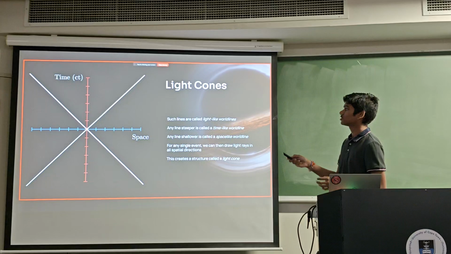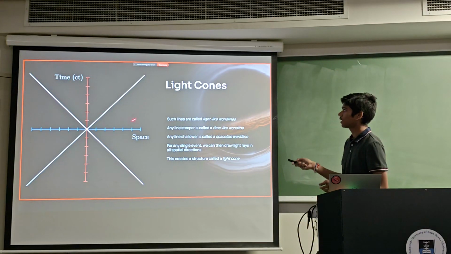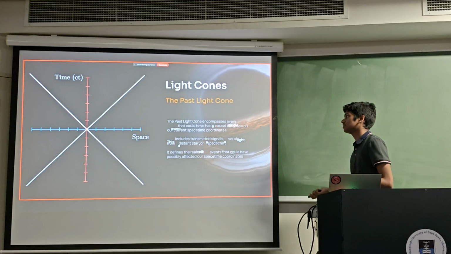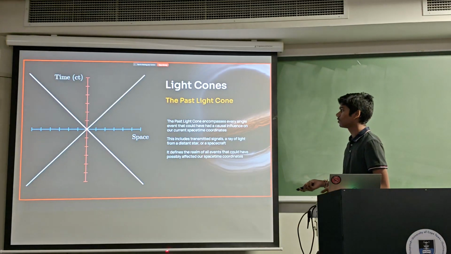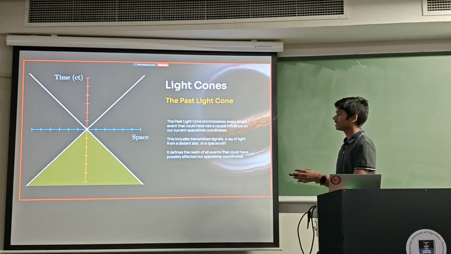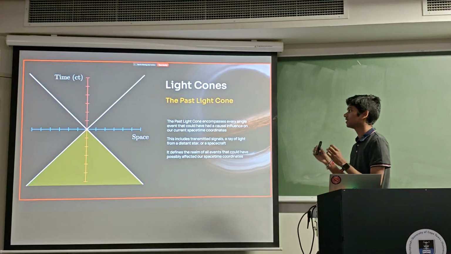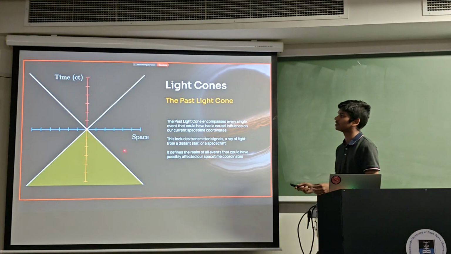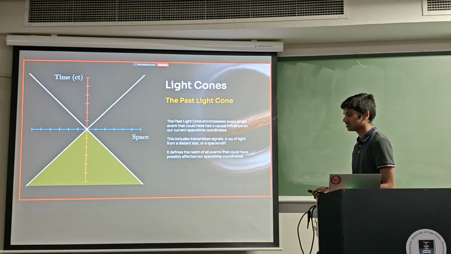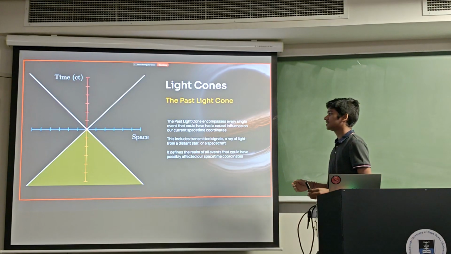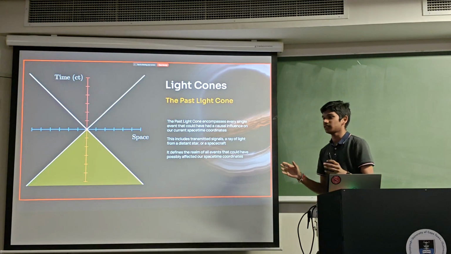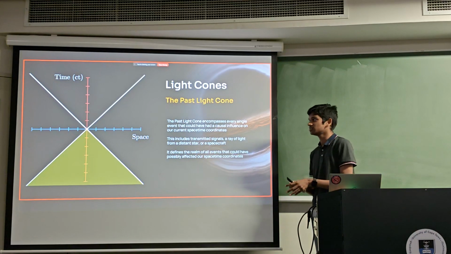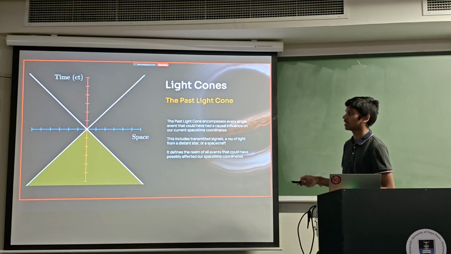So these create structures called light cones. We have one light cone at the top here and one light cone at the bottom, and we have proper names for these. The one at the bottom is called the past light cone, and this encompasses every single possible event that could have had a causal influence on our current space-time coordinates. Basically, if there's any event that ever affected our current position or circumstance, it falls within this yellow triangle.